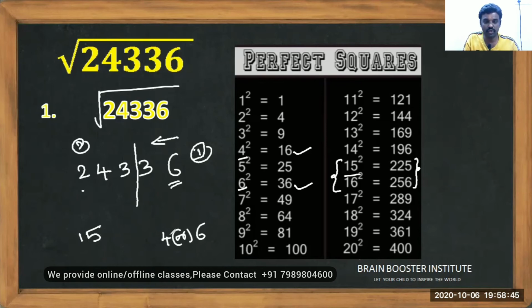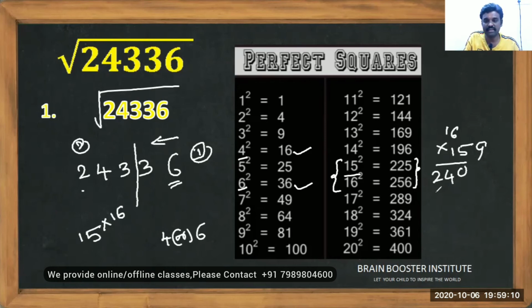Now, what is the suitable number to be added here, whether 4 or 6? I already told you we need to multiply with its successive number. The successive number of 15 is 16. Let's multiply now. 15 times 6 is 90 and 15 times 1 is 15. 15 plus 90 is 105, so 15 times 16 is 240.